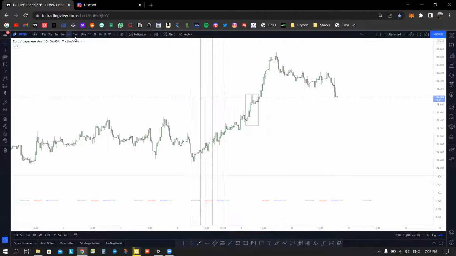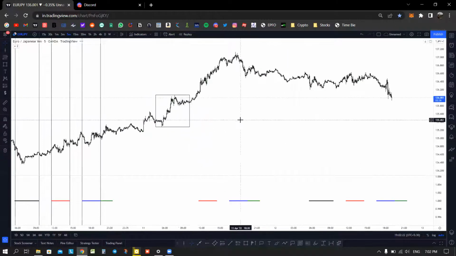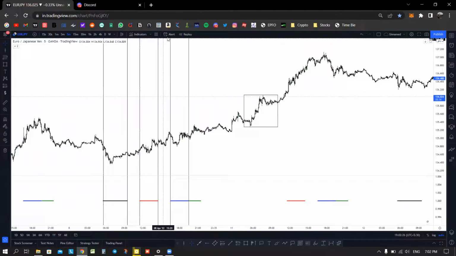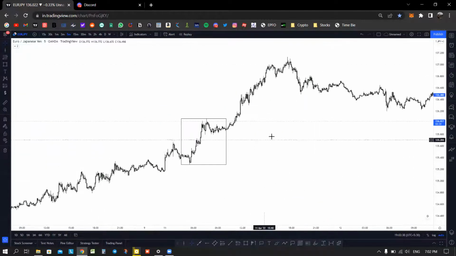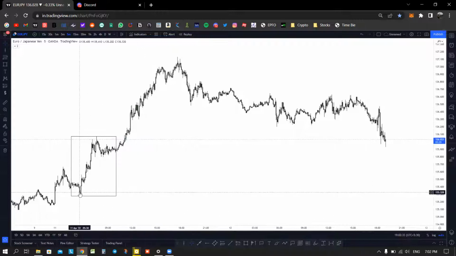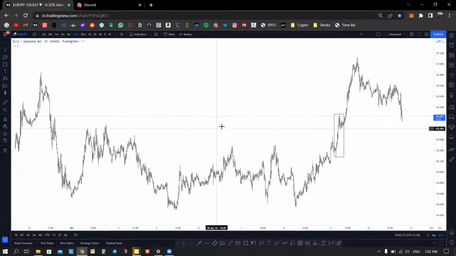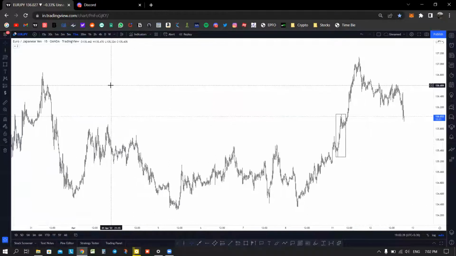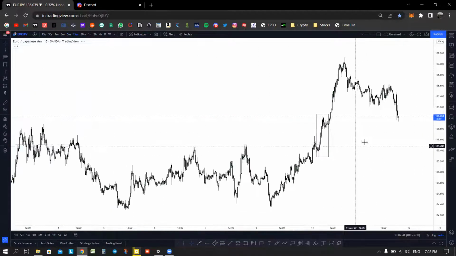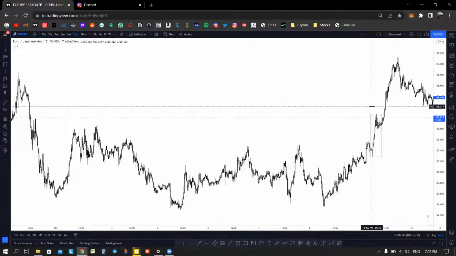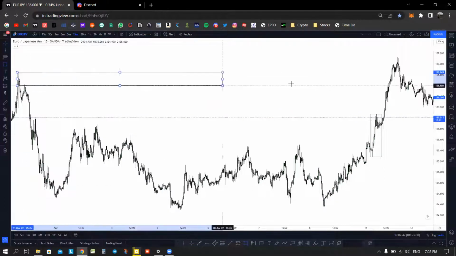So that's what happened. What happened here is, if you see, this was the Asian session. Price has made a low, then a high, and just above or below this zone, we didn't have any point of interest. We have this point of interest here.